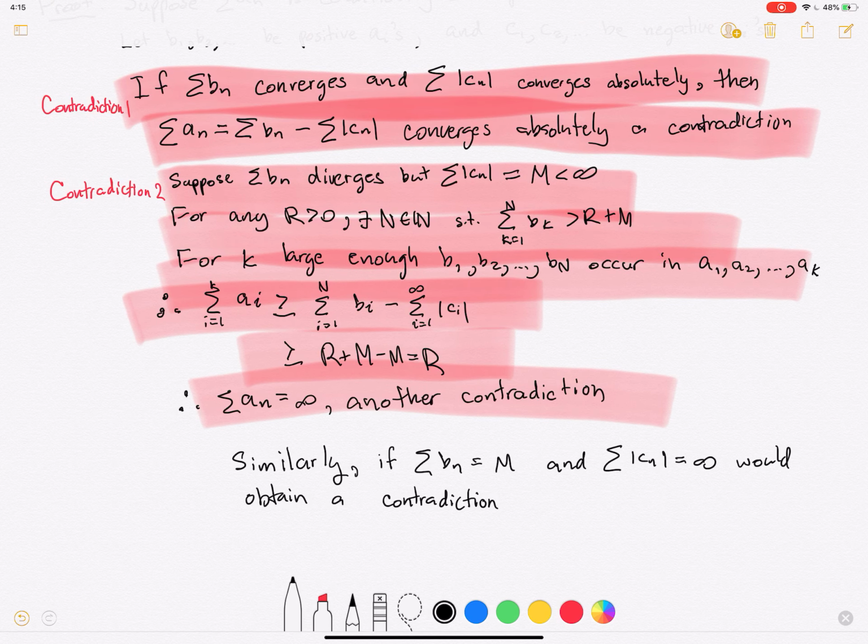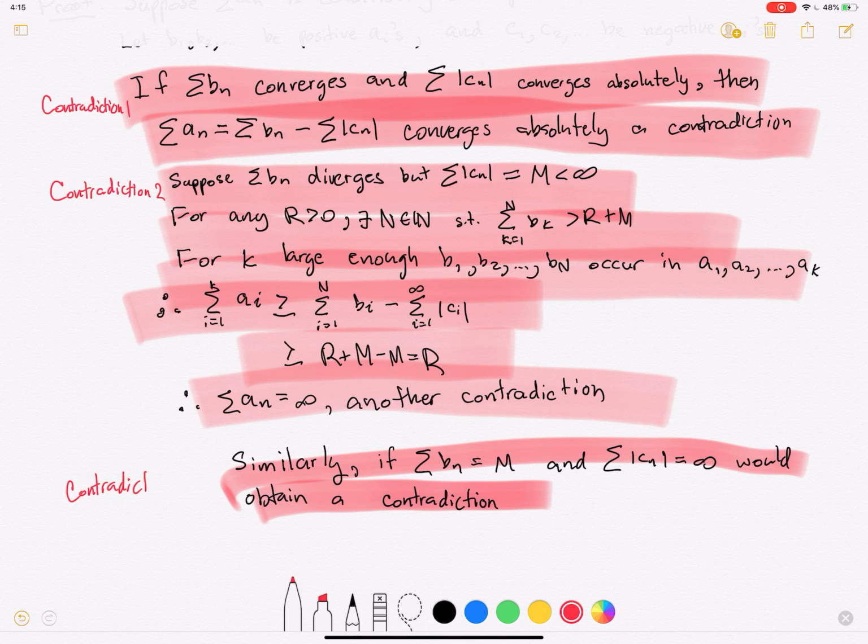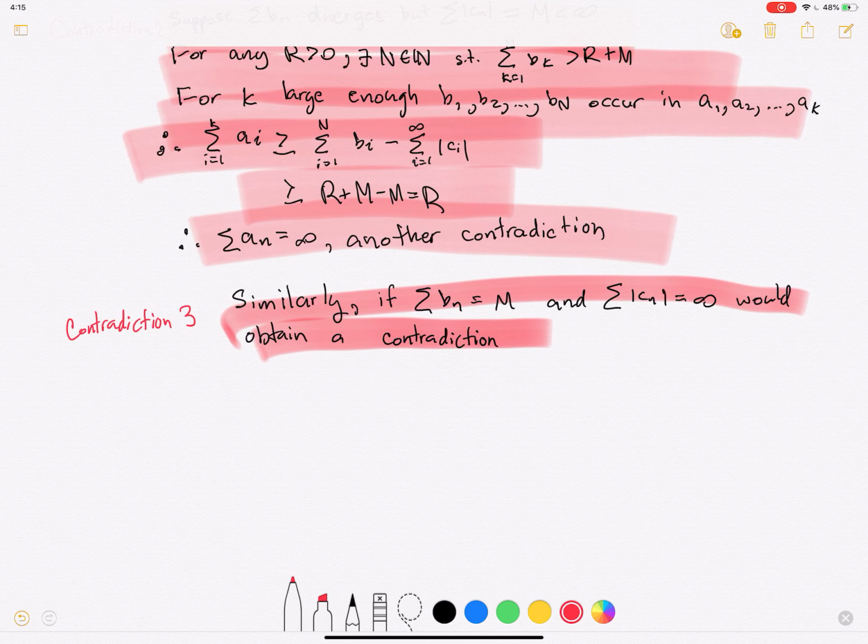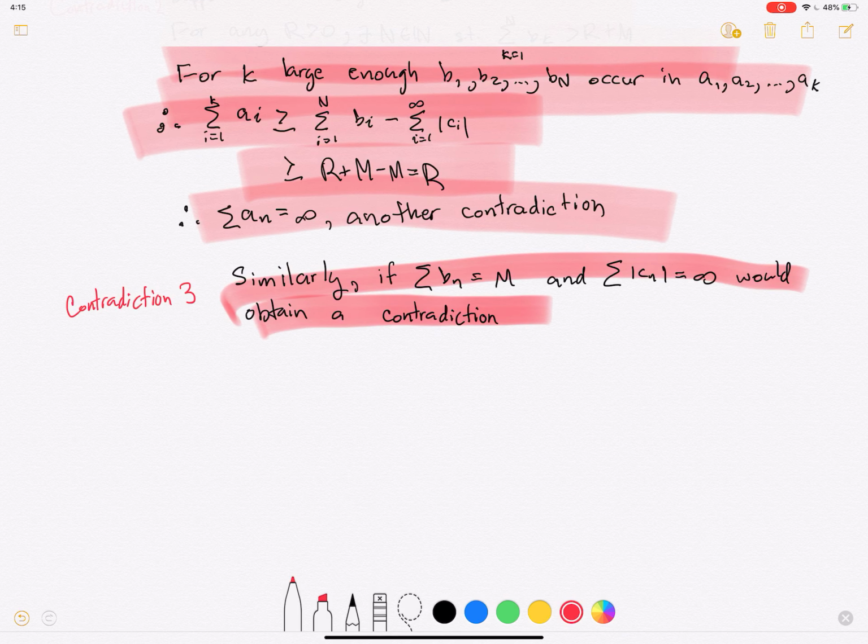So, highlight that: contradiction 3. We've eliminated the case where they both converge, and eliminated the case where only one of them converges. So that means they both must diverge, and we'll see how that ends up with us getting any real number. So that must be diverging, and same with this.